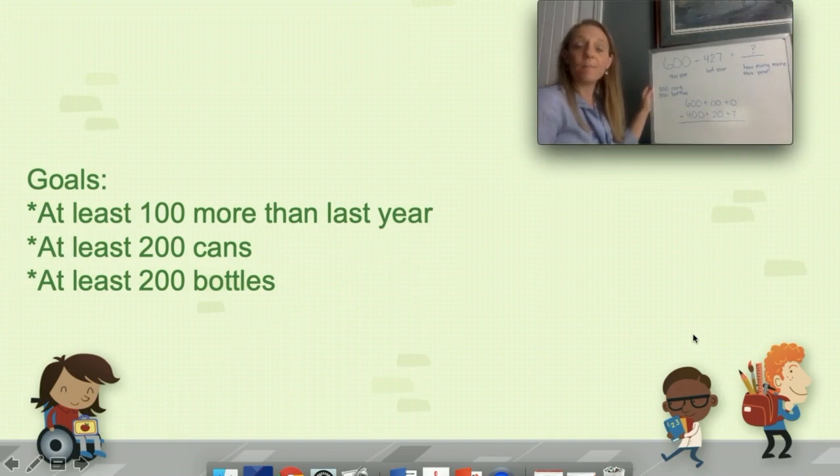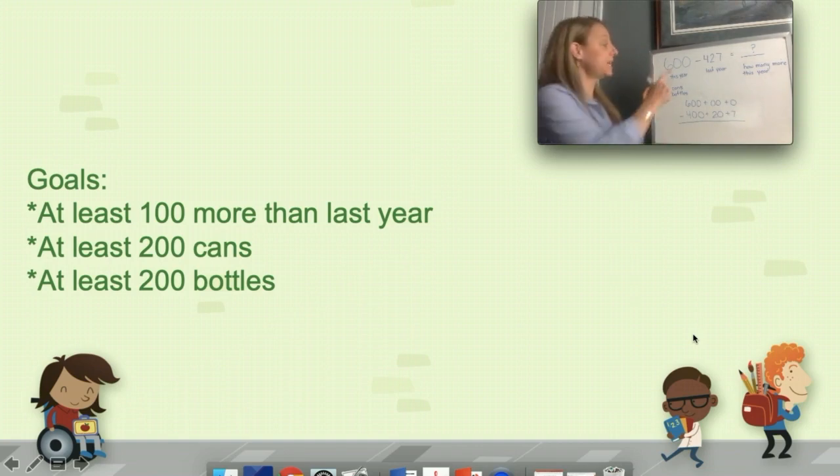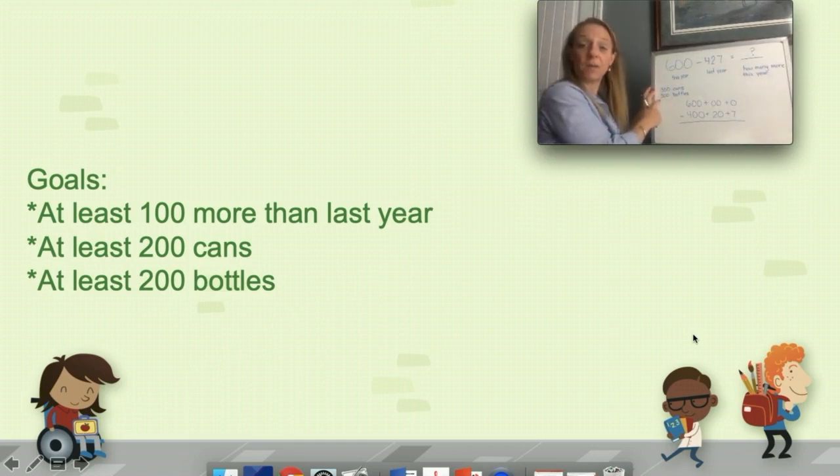I'm also going to show you how I would do this in a number sentence. Here I have my number sentence. And if you remember, we talked about it has to be at least 100 more than last year. So we said it has to be 527. It could be 528. So I picked an easy number for me so I could do my bottles and cans. I picked 600 because it would be a doubles, 300 cans, 300 bottles.